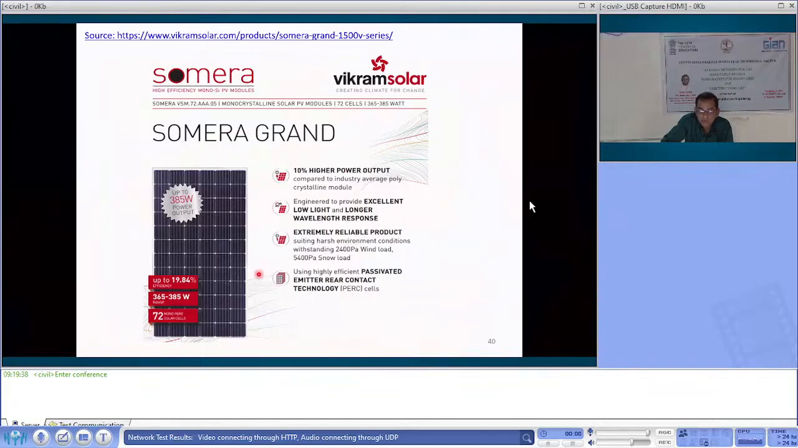Okay, up to 385 watt power output it gives, 72 cells monolithic, okay, mono PERC they call it. Okay, so monocrystalline, passivated emitter rear contact, new technology is there. Okay, you can see this, the details.